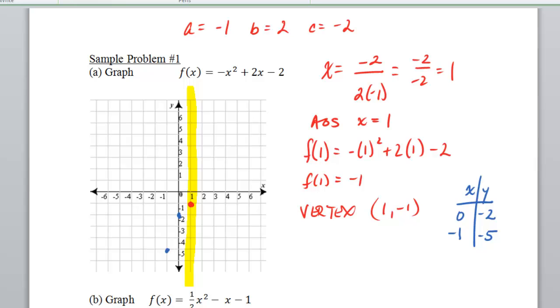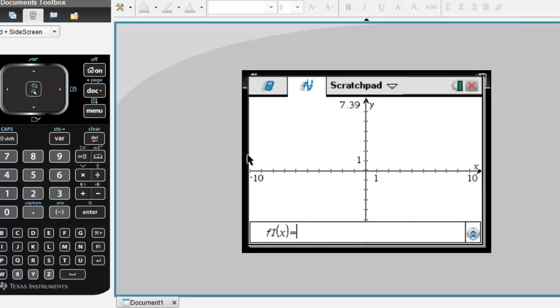And then I want to find the symmetrical points on the other side of the axis of symmetry. And then I just do the best job I can to sketch that. Okay, and so that's how you graph a quadratic in standard form. And then, of course, you always have your calculator to help check that.